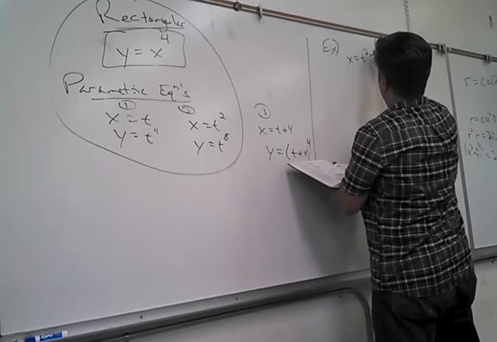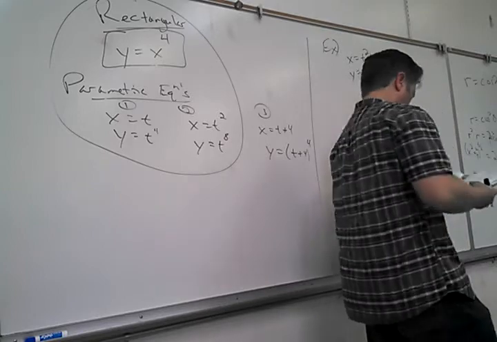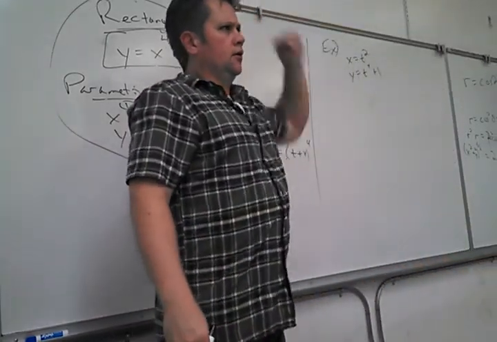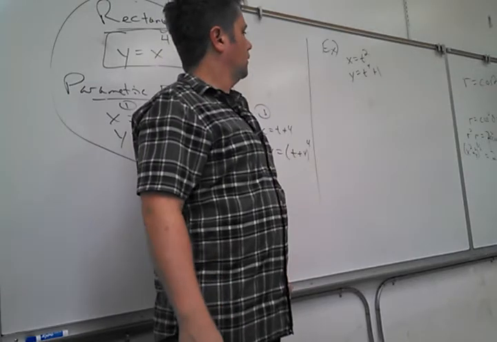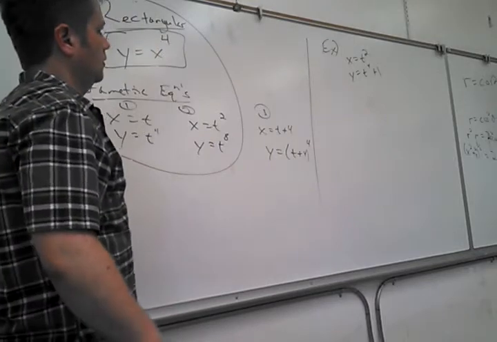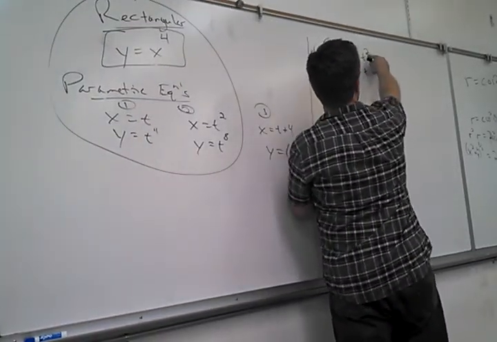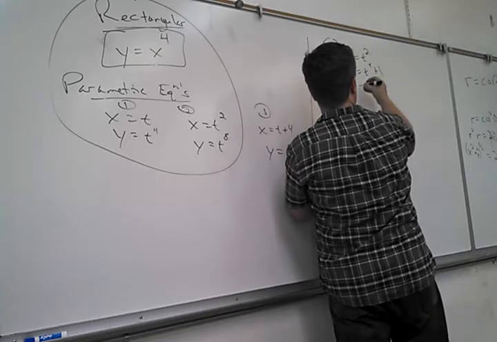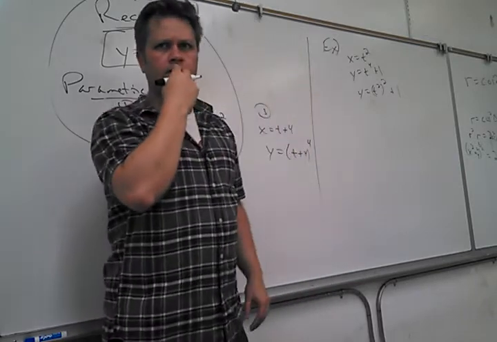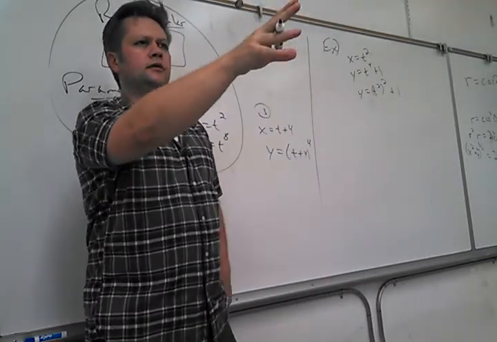Here's a nice one. Can you rewrite that? Can you eliminate the t between those? How would you eliminate the t between those? Even more directly, if x is t squared and y is t squared squared plus 1.